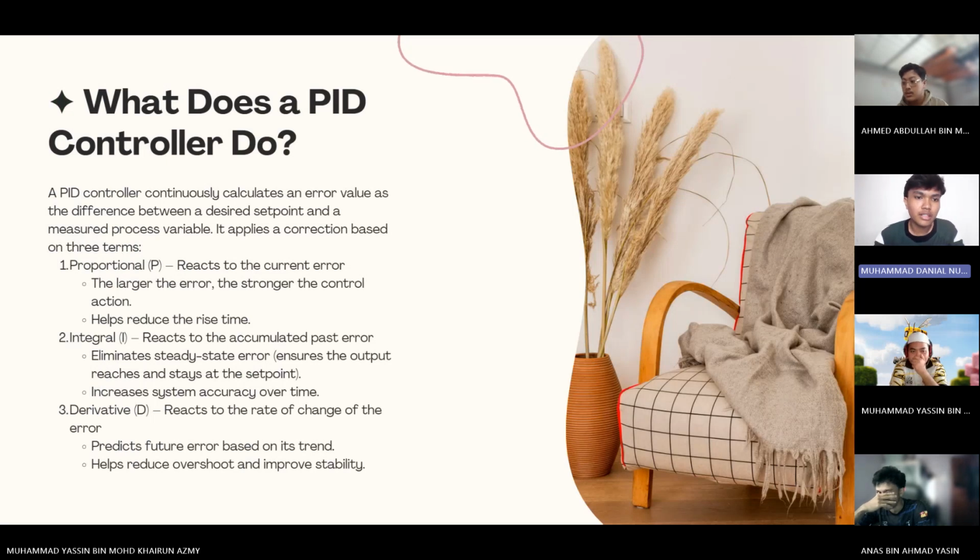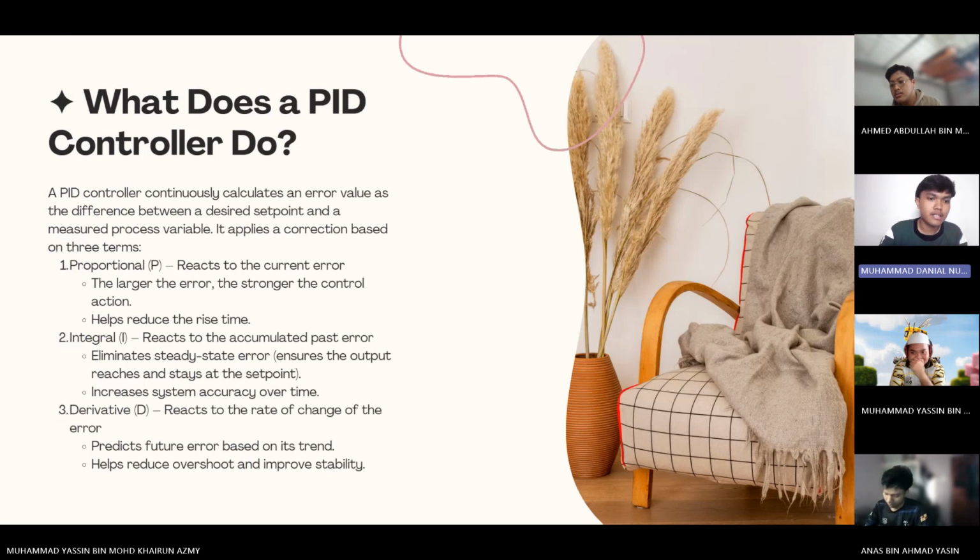A PID controller continuously calculates an error value as the difference between a desired set point and a measured process variable. It applies a correction based on three terms. So the first one is proportional, P. It reacts to the current error. The larger the error, the stronger the control action. It helps reduce the rise time.